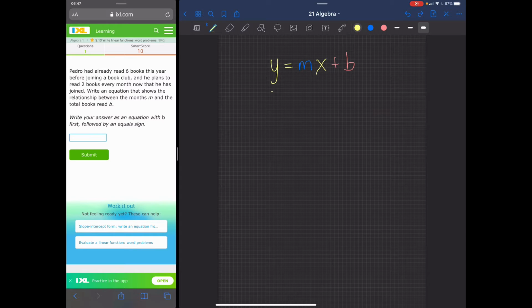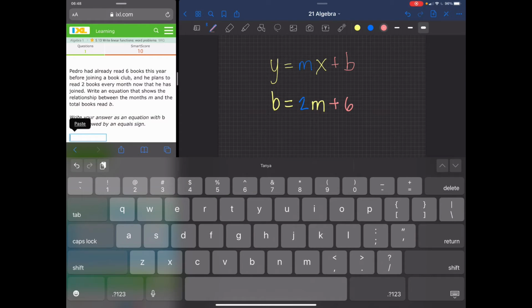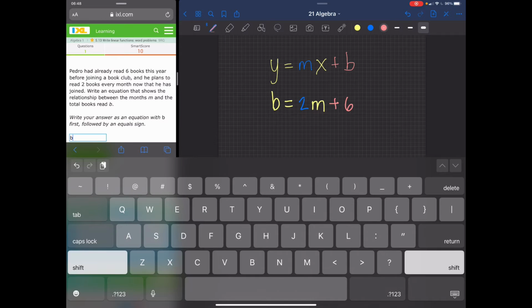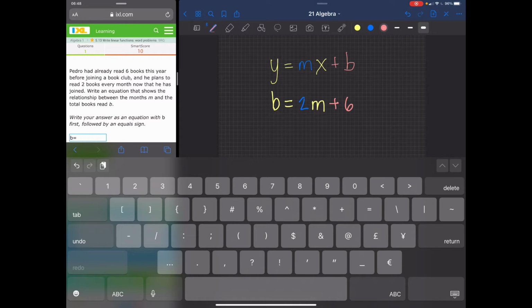So I'm going to say that b equals, so where it says 2 books every month, that's going to be our constant rate of change. That's going to be 2m for months. And then our starting point was 6 books because that's how many he had already read for the year. So we're going to add 6, and then we're going to submit that. So B equals 2m plus 6, excuse me.